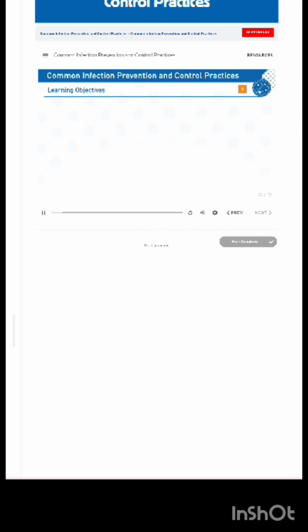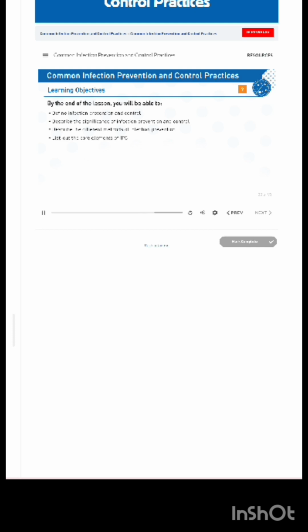Learning objectives. By the end of the lesson, you will be able to define infection prevention and control, describe the significance of infection prevention and control, describe the different methods of infection prevention, list out the core elements of IPC, and list out the methods that are used for surveillance.